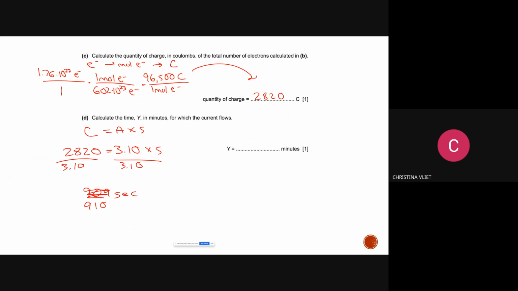If I wrote that, would I be right? I'd be cooked, because they asked me for what? Minutes. Minutes for 1 mark. So I don't forget to change that seconds to minutes, by knowing 60 seconds is in a minute. So divide 910 by 60. And the answer is 15 point something. What did you get? 16.2 minutes. And that's it. All right, so we have finally finished electrolysis.